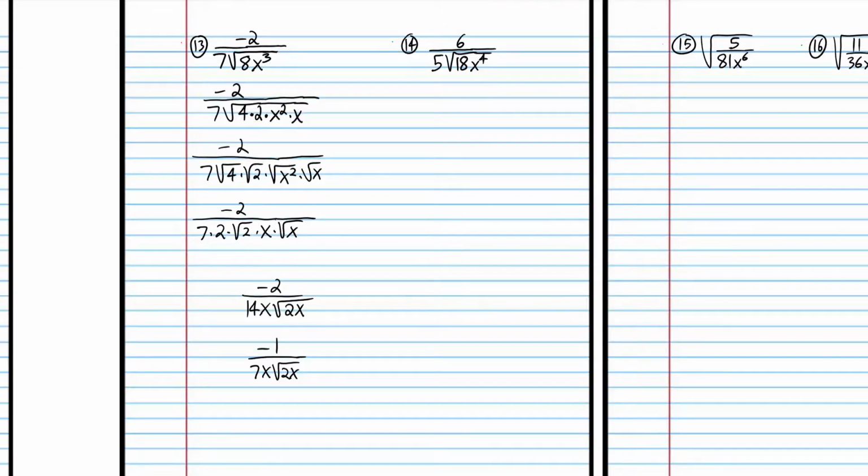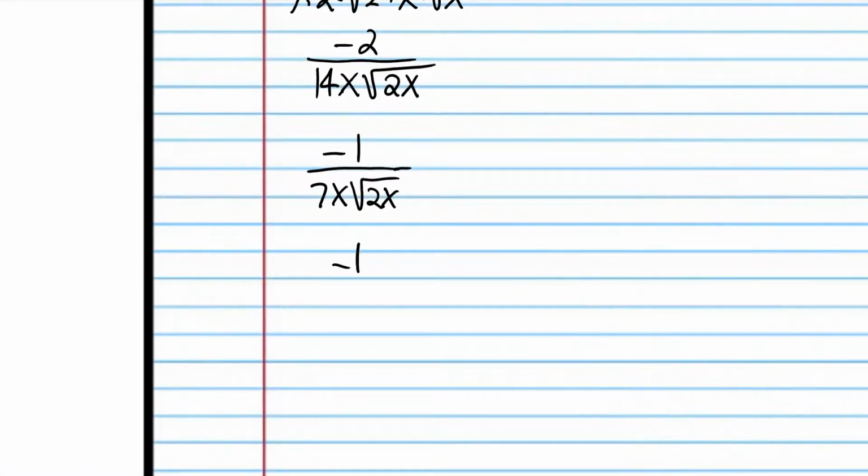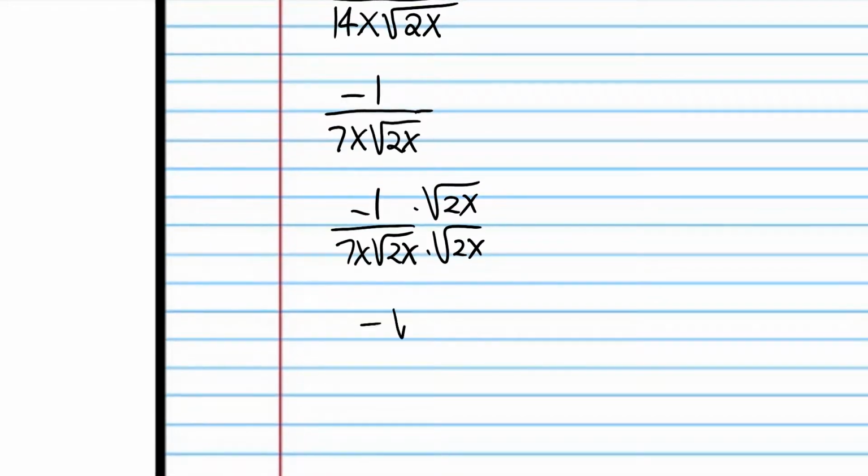The first problem was that we had a perfect square factor and a root in the denominator. So we took care of that problem. We pulled out the perfect square. But the second problem is that we have a root in the denominator, so now we have to take care of that. So we're going to multiply. First rewrite though. We're going to multiply both sides of the fraction by root 2x. And then we get negative root 2x over 7x. And again, root 2x times root 2x is just going to be 2x.